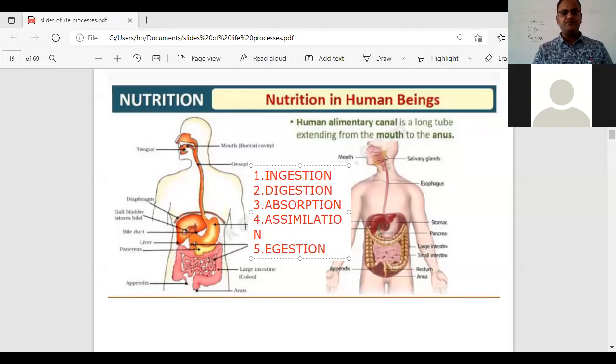Remember, these five steps you have to remember, and one by one in sequence we will go on discussing what is ingestion, what is digestion, what is absorption, what is assimilation, and finally what is egestion. Now, these five steps occur sequentially, out of which, students, the major one is digestion, where we have to discuss a lot on this portion.